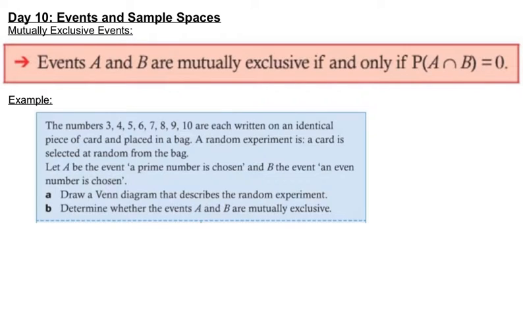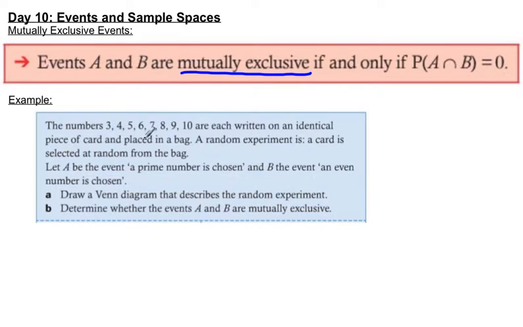This is Miss Hughes, and today we are looking at two important definitions and one important technique for probability. The first definition is for the phrase mutually exclusive. So two events are mutually exclusive, basically if they can't happen at the same time.